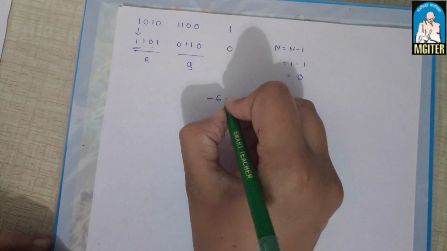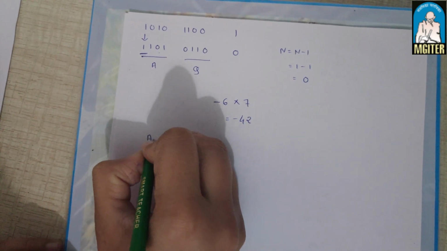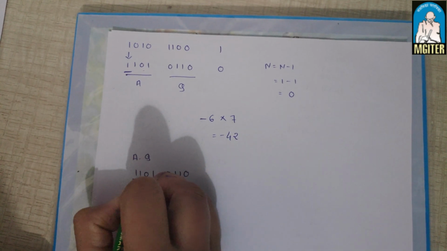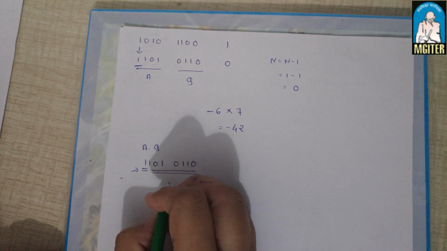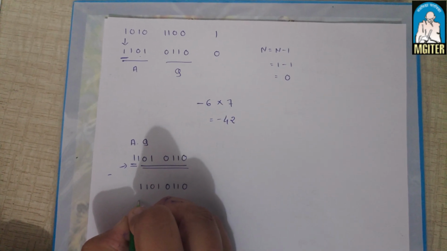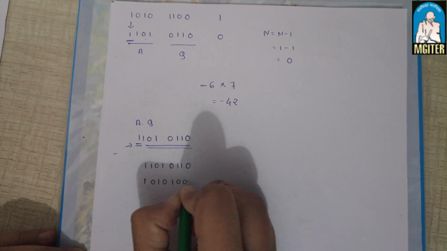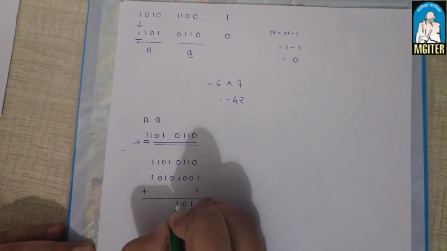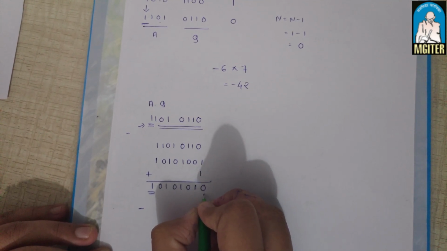So our question is minus 6 into 7, so our answer is minus 42. For that we have to multiply these two, 1 1 0 1 0 1 1 0. This bit indicates minus, and we have to take 2's complement of the remaining 7 bits. So 1 1 0 1 0 1 1 0, 1 0 1 0 1 0 0 1 plus 1, so 0 1 0 1 0 1 0 1. So this represents minus 1 and this represents 42.